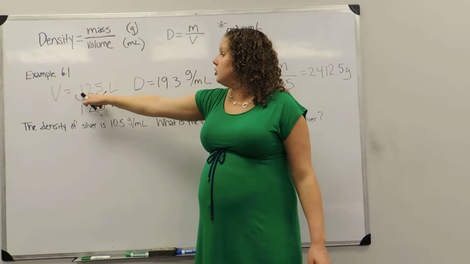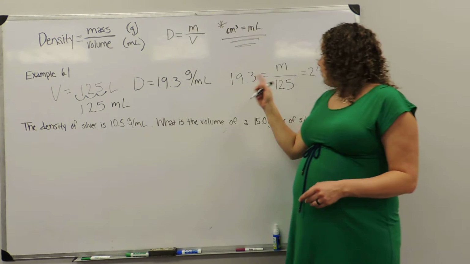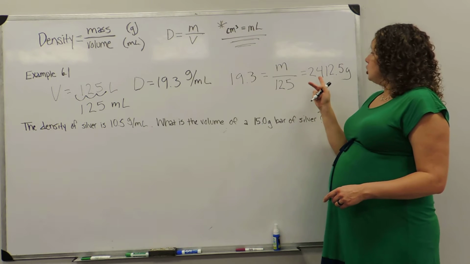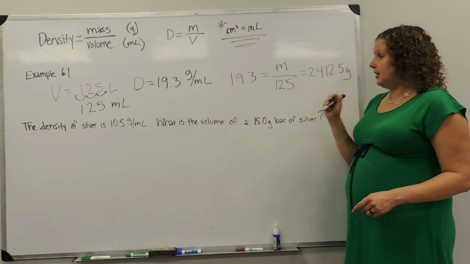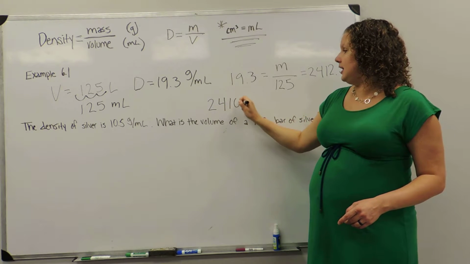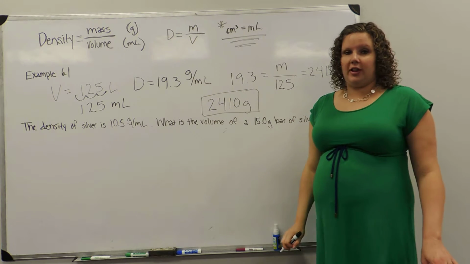numbers. 125 had 3 sig figs, 19.3 had 3. So I can't have more than 3 in my answer because this is a multiplying question. So I can keep the 2, the 4, and the 1, but all the others need to become zeros. So the answer is 2,410 grams is my answer for that one.